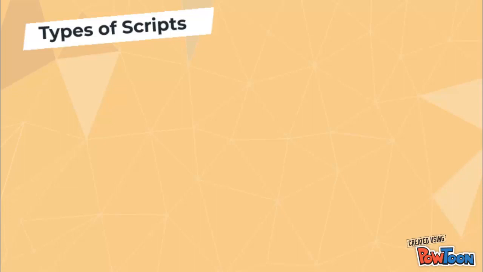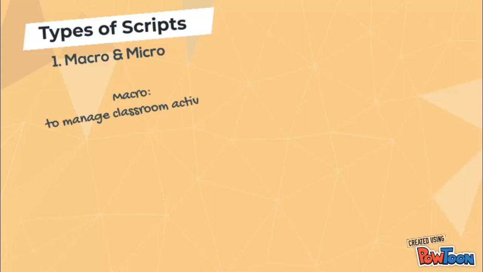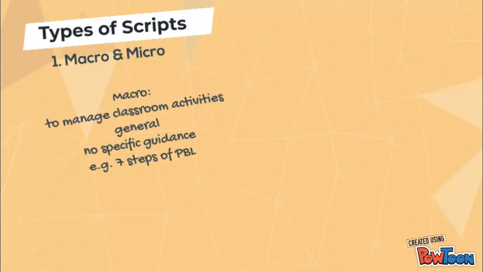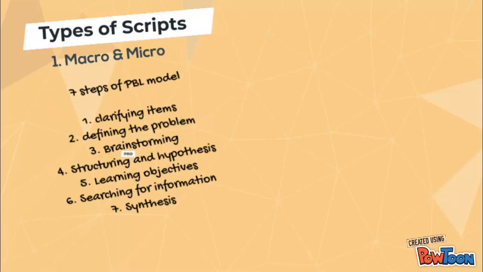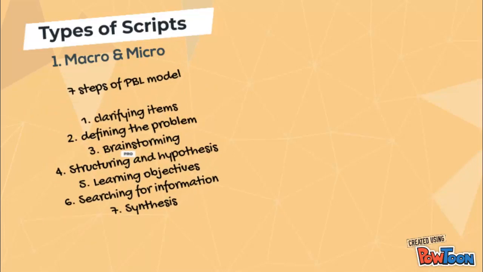Macro and micro script. Macro scripting refers to managing classroom activities by organizing extended learning phases into sequences without providing further guidance on how to act during these phases, like individual analysis followed by class discussion and small group reflection. The 7 steps in problem-based learning is also an example of macro scripting.